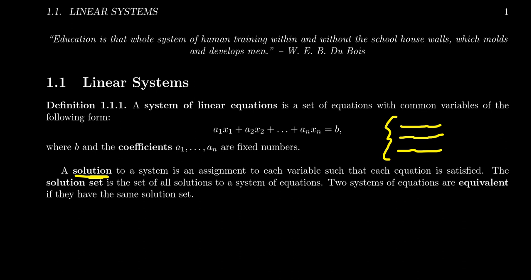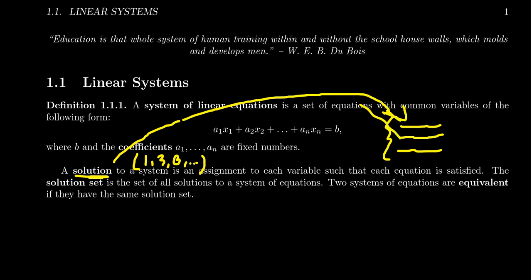a solution to the system of equations, what this means is we have an assignment. So like x1 equals something like 1, x2 equals something like 3, x3 equals something like 0, etc. We have an assignment for each of the variables for which we're going to plug those assignments into the first equation, into the second equation, into the third equation, and we do this for all of the equations that are present in the system.